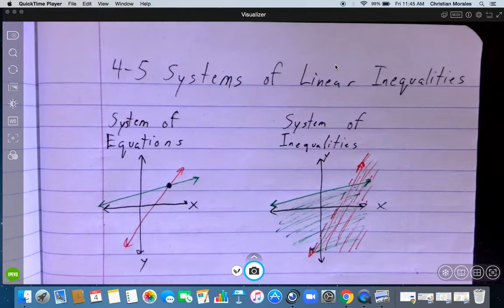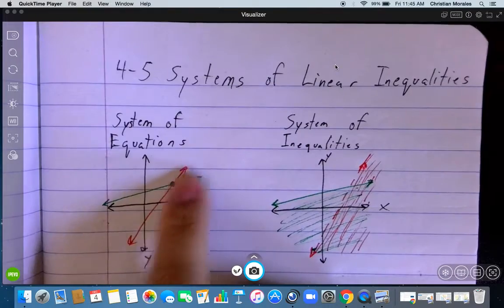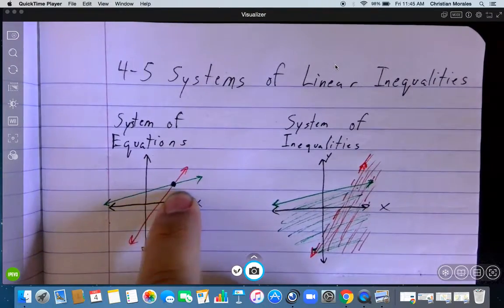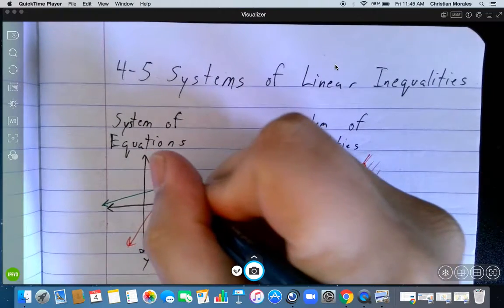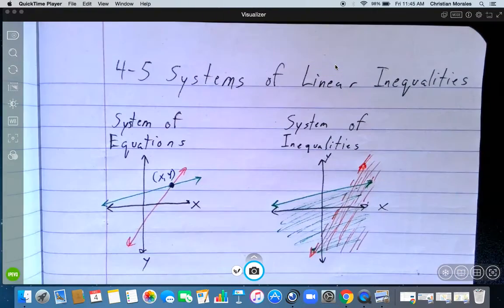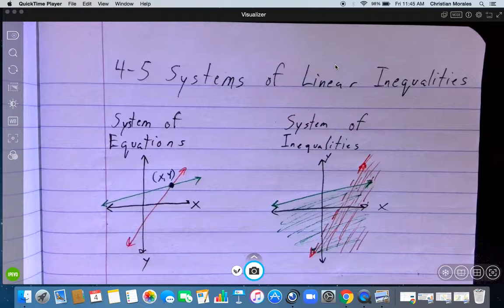Guys, last lesson 4-5, systems of linear inequalities. So the difference between a system of equations and a system of inequalities. Before, what you would do is you would draw both lines on the same graph, and you'd be looking for the intersection. When you found that intersection, I would ask you for the coordinates for the x value and the y value, and that would be your answer for the system of equations.